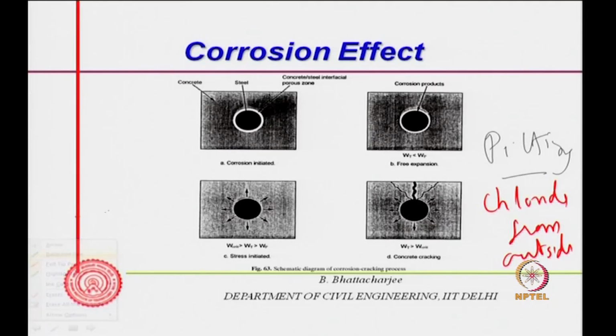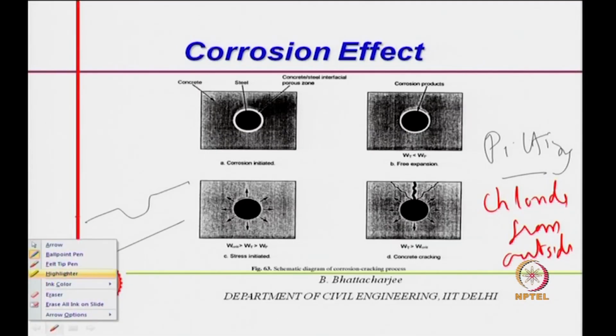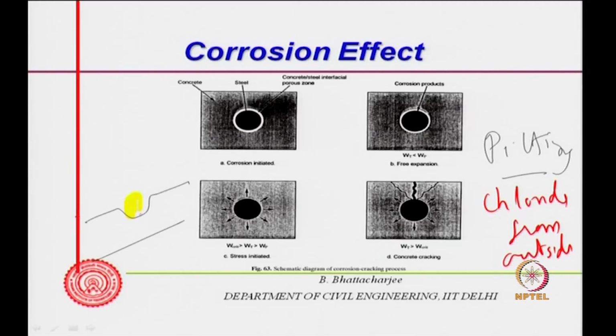The rebar loses its dimension like this. As I showed earlier in one of the slides in the previous lecture, there is a kind of mass loss occurring here. So, a lot of mass loss, that is pitting. So, if the chloride is coming from outside, the anode is localized, then it is pitting. So, pitting is local, and the loss and the dimension change will be very, very high.